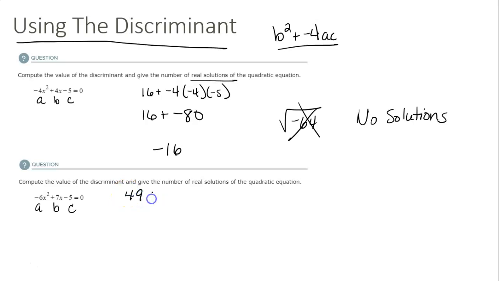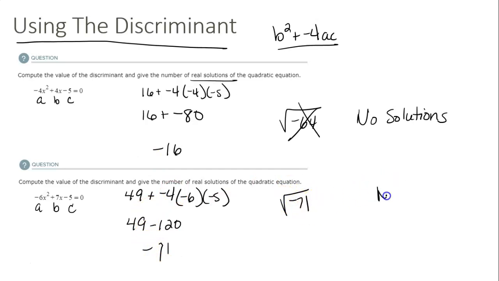All right, this should have become 49 plus -4 times -6 times -5. This becomes 49. -4 times -6 is positive 24 times -5 becomes -120. So this is 49 minus 120. And that gives me -71. So again, on this one, you'd be finding the square root of a negative number, which means there is no solutions there.